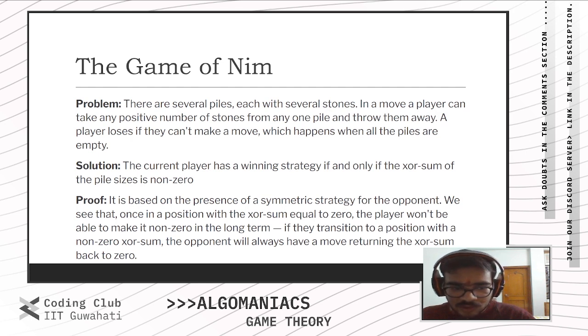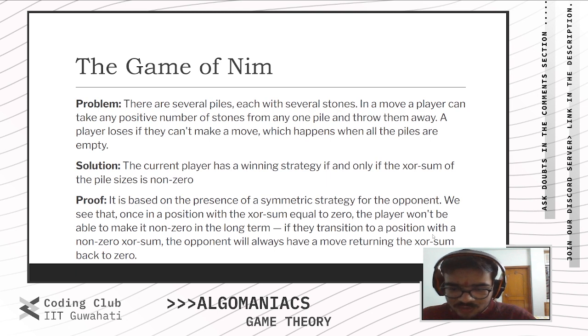So the solution to the problem is the current player has a winning strategy if and only if the XOR sum of the pile sizes is non-zero. And now we'll try to prove it. It is actually based on the presence of the symmetry strategy for the opponent. Once in a position with the XOR sum equal to 0, the player won't be able to make it non-zero in the long term.